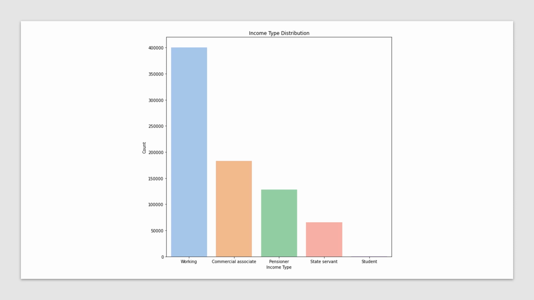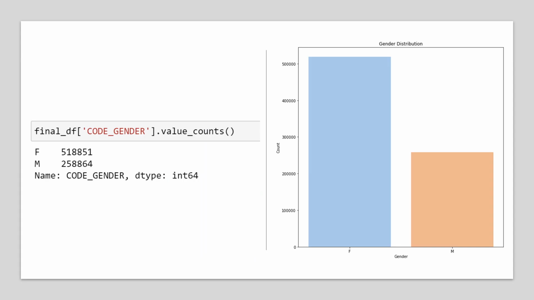So most of the applicants are working, as we can see through this graph, and there are fewer people who are students. And we have code gender, which tells us how many people there are of each gender. This is also a univariate graph, a count plot for gender. We have mostly female applicants, and only this many males in the application.